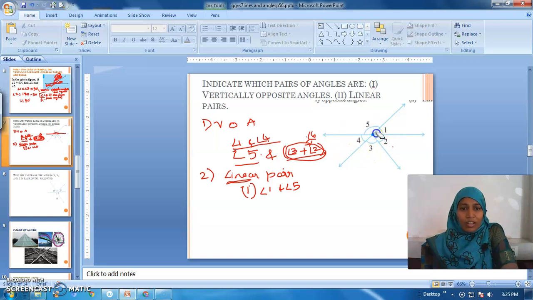Now, I did it so that you should not confuse with the previous drawings. Now, I consider this line. Which is the linear pair? Yes. Angle 5 and angle 4. Angle 5 and angle 4.